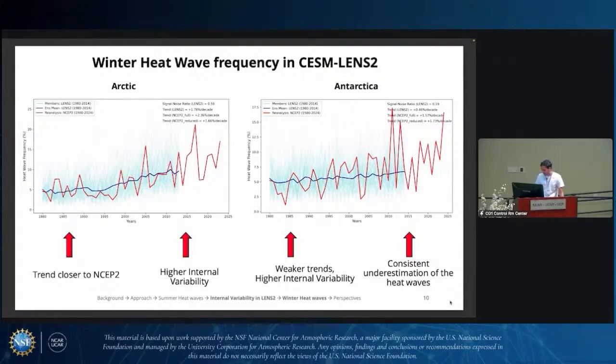In the Southern Hemisphere polar region, Antarctica again, the signal to noise ratio was a bit low, and as we can see, there is a lot of variability if we look at the red line of NCEP reanalysis.